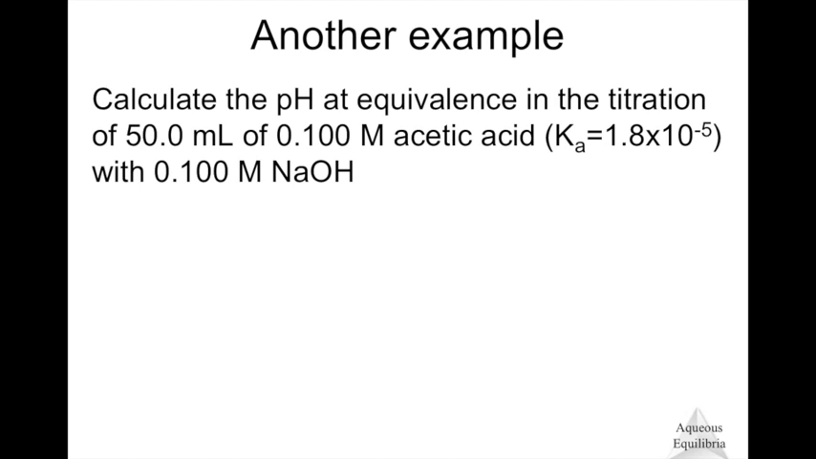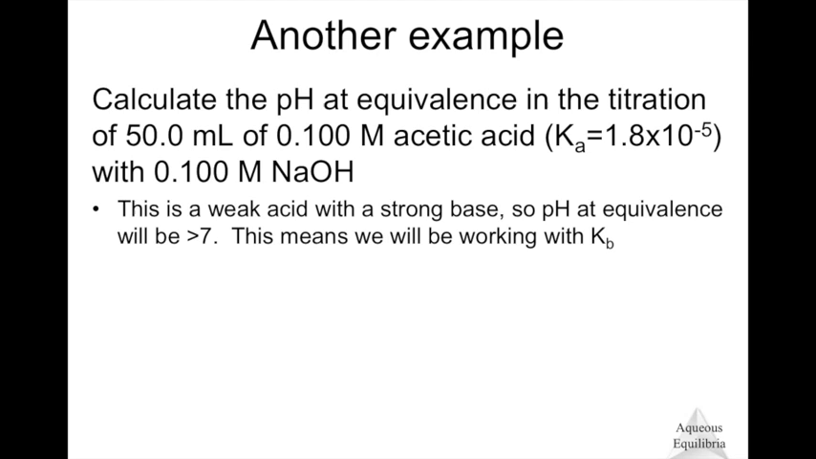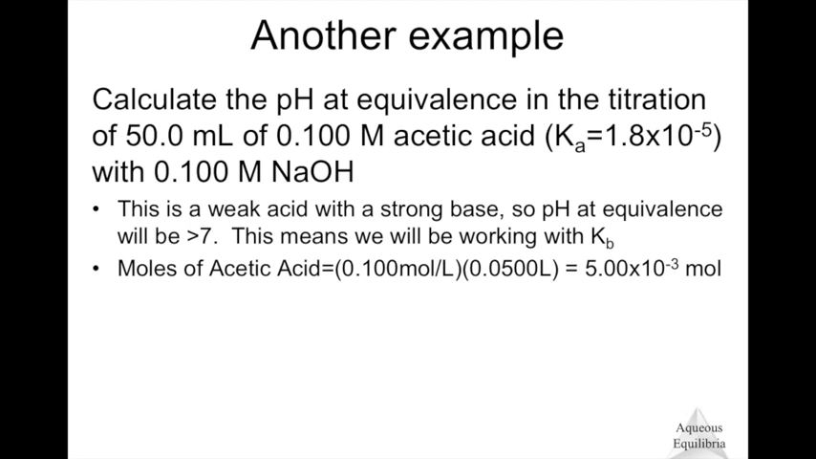Another example, this one more complicated. Calculate the pH at equivalence in the titration of 50 mL of 0.1 molar acetic acid with 0.1 molar sodium hydroxide. So we have a weak acid with a strong base, so the pH at the equivalence point is going to be greater than 7. Now we're going to be working with Kb, which we're maybe a little bit less familiar with. We've got to figure out our moles of acetic acid. We had 0.1 molar acetic acid, and 0.05 liters, 50 mL of that, so we have 5 times 10 to the minus 3 moles of acetic acid.